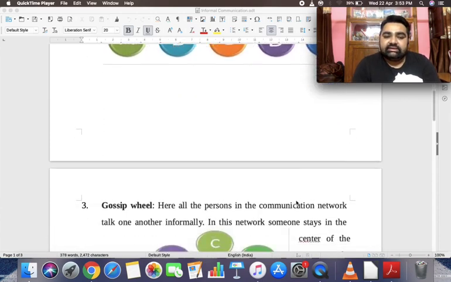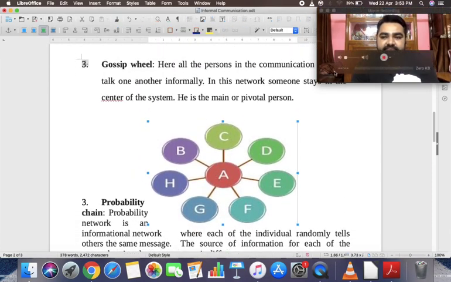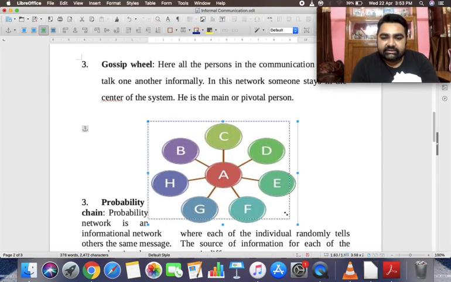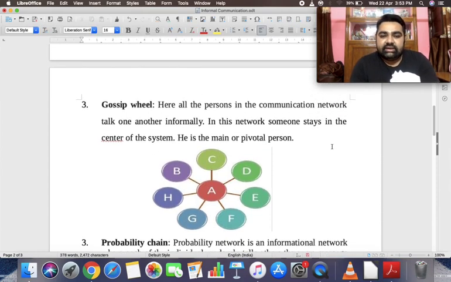The second is gossip wheel, as the name suggests. In gossip wheel, as the name suggests, wheel means to say that it will be in circular type. So here A is the speaker, and A is spreading message to B, C, D, E, F, G, and H, and this will represent a kind of wheel here. In this network, the sender will always stay in the center of the system, and he will be the most important person for this kind of communication.